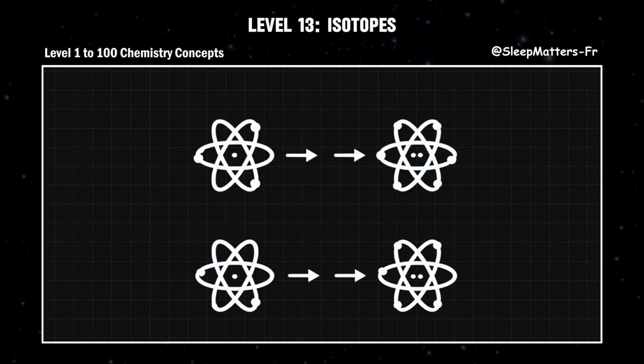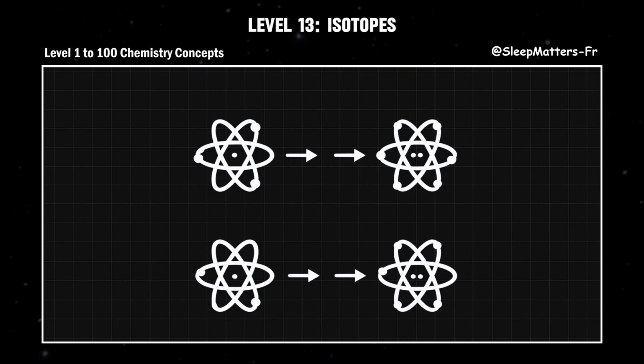Level 13, Isotopes. An isotope is not a different element. It is a different version of the same element. Every atom of an element has the same number of protons in its nucleus. That is what makes it that element. Hydrogen always has 1 proton. Carbon always has 6. But atoms can have different numbers of neutrons. These variations are called isotopes.